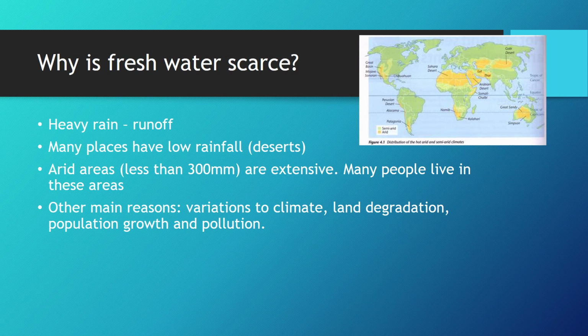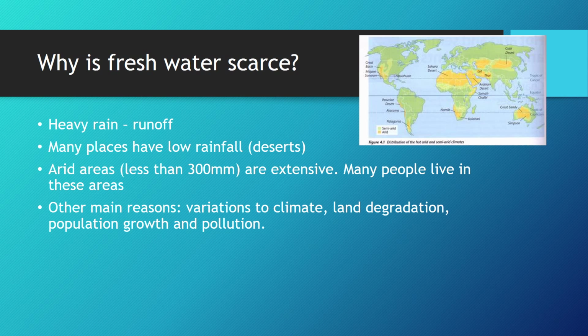So you're probably wondering why we don't have enough fresh water. Often we're in places where there's heavy rain, and all that water just runs off. You'll notice, even at school, when we have a lot of rainfall, a lot of that just washes away. It's not seeping into the ground because it's coming so heavy. You've also got some areas that have low rainfall, like the desert, so they don't have water there, and that's just natural. So arid areas have got less than 300 millimetres of rain.